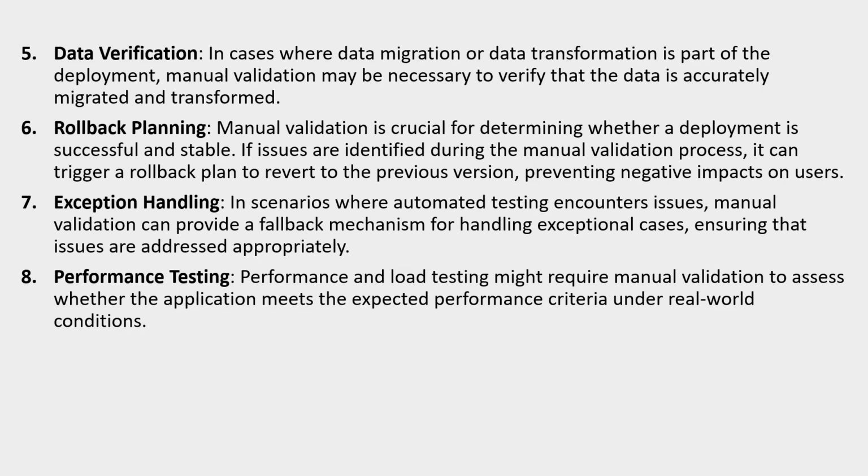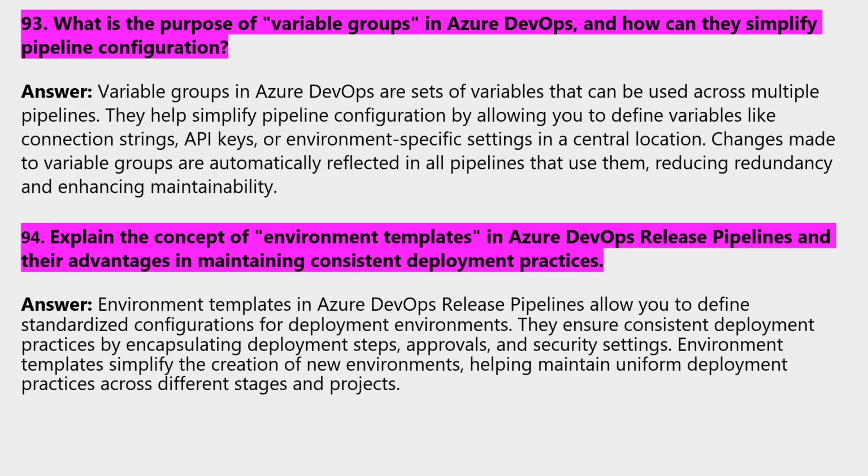What is the purpose of variable groups in Azure DevOps, and how can they simplify pipeline configuration? Variable groups in Azure DevOps are sets of variables that can be used across multiple pipelines. They help simplify pipeline configuration by allowing you to define variables like connection strings, API keys, or environment-specific settings in a central location. Changes made to variable groups are automatically reflected in all pipelines that use them, reducing redundancy and enhancing maintainability.